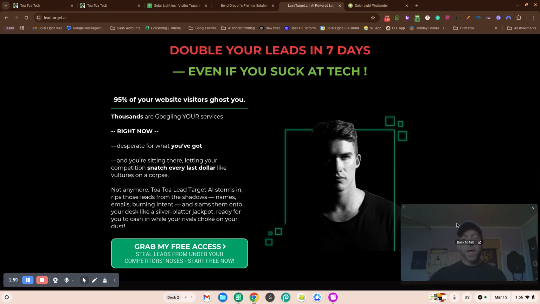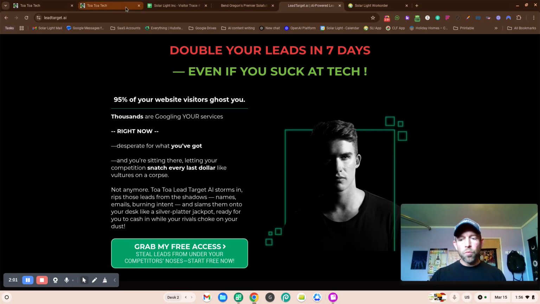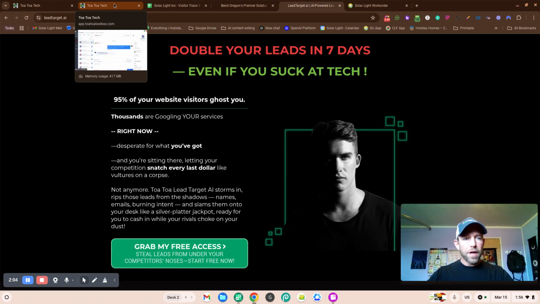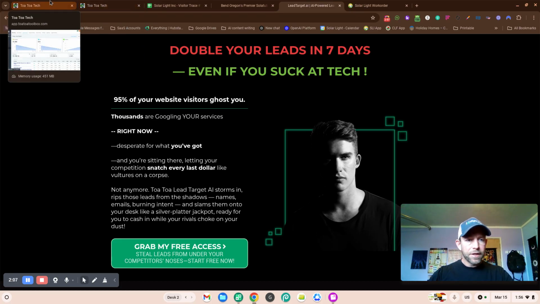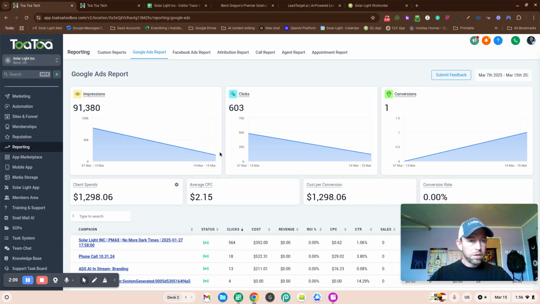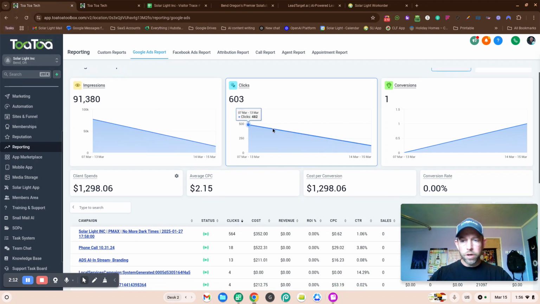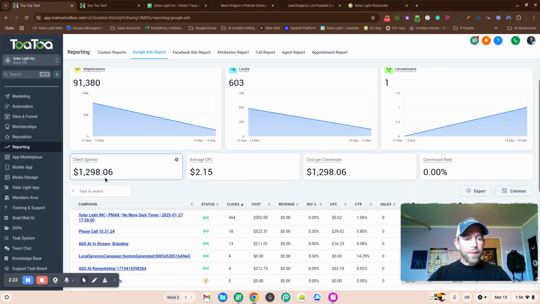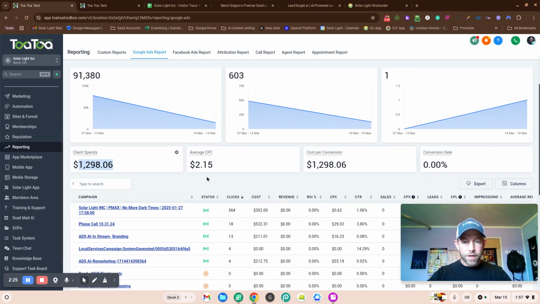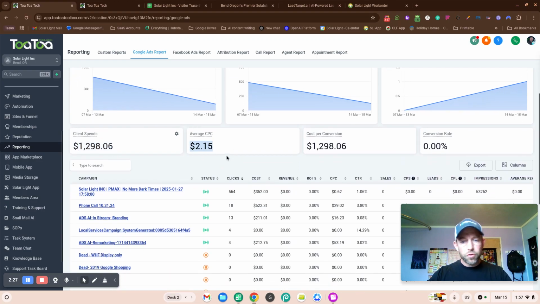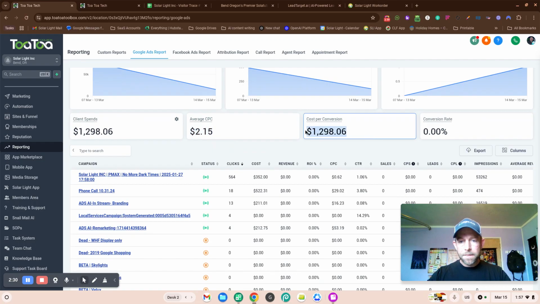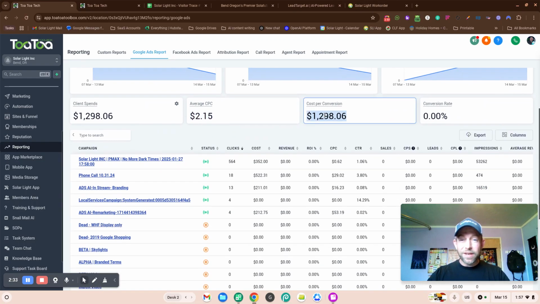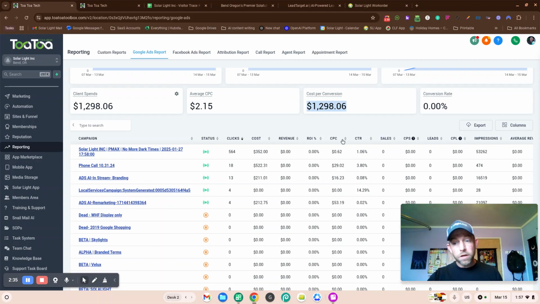Okay, so let's first look at what SolarLight is doing in advertising. SolarLight has a number of advertising things going on right now, but we're going to look at their Google ad report for the last 7 days. Now, we only launched this product on March 7th. So what you're going to see is so amazing. Okay, so they spent $1,298 on advertising. Their cost per click was $2.15, right? Cost per conversion right now was $12.98, meaning they only got one conversion out of that.